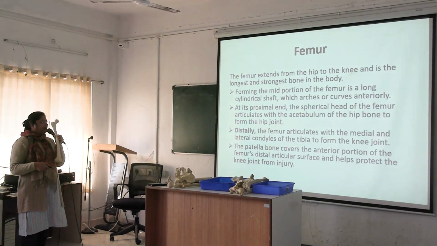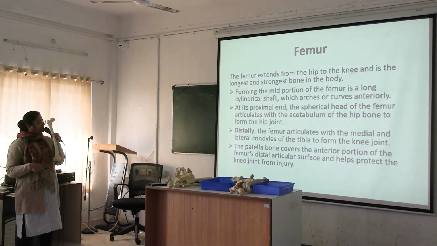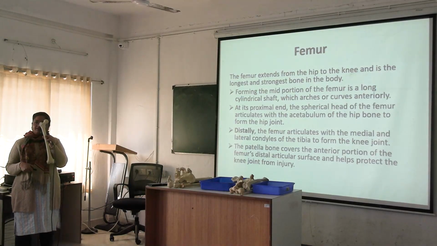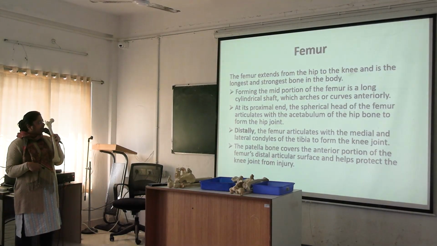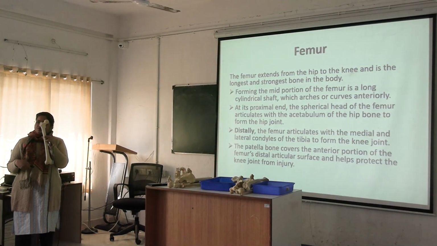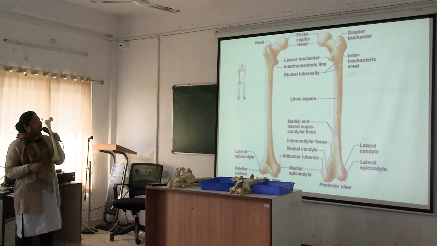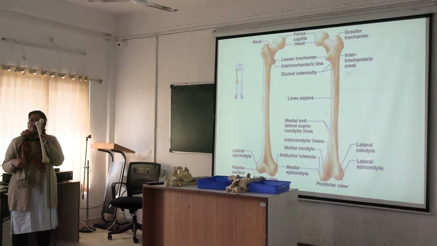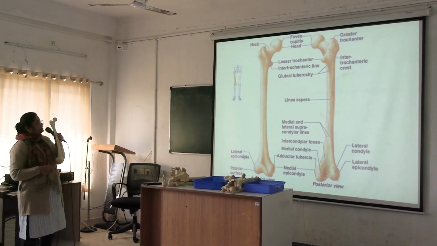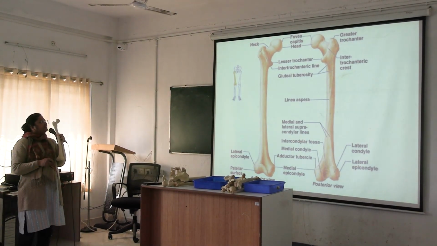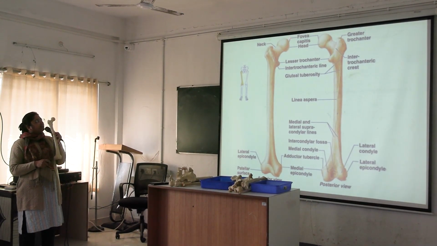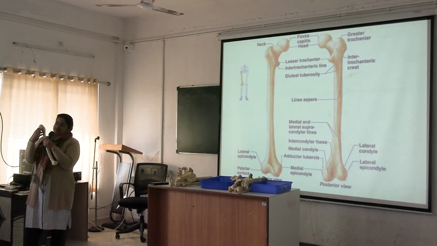Okay, so the patella bone covers the anterior portion of the femur's distal articular surface and helps protect the knee joint from injury. Okay, so see here, this is the anterior view of the femur, this is the posterior view of the femur. Important features you see, at the upper end this rounded portion is the head, this part is the neck, it is almost pyramidal shaped.